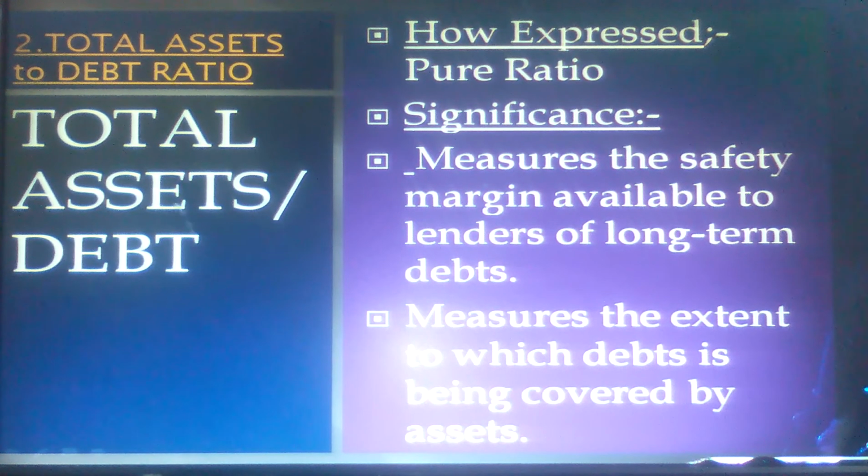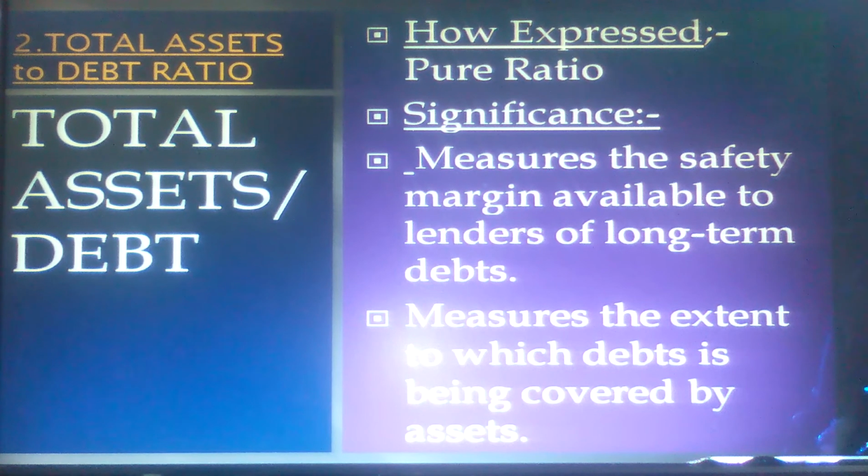Similarly, in the same manner here, numerator, denominator. So total assets divided by debt. Then here also the expression is a pure ratio. So what is the significance here? It measures the safety margin available to lenders of long-term debts. Okay, so the safety is very important here.